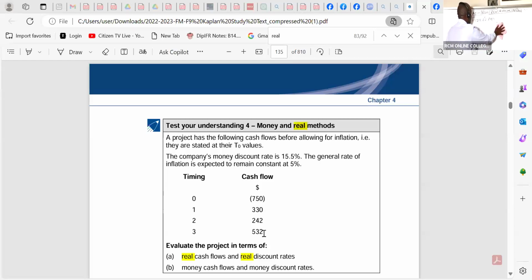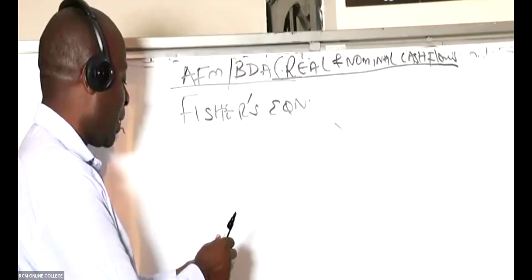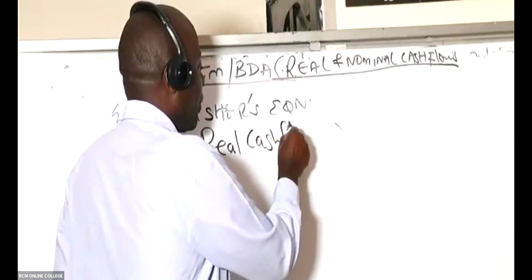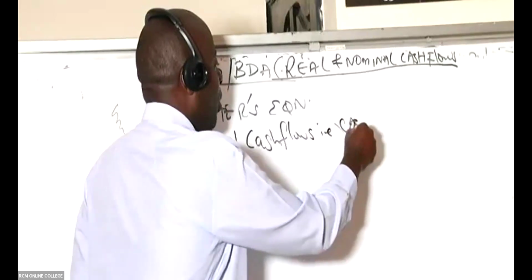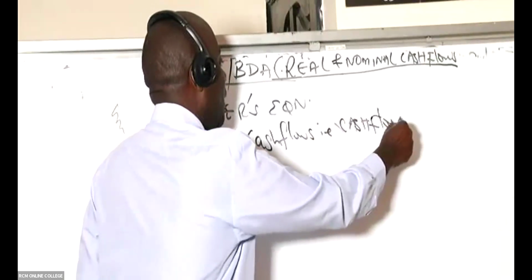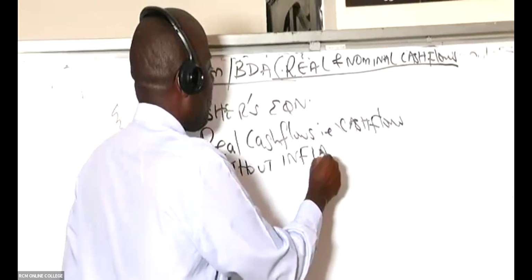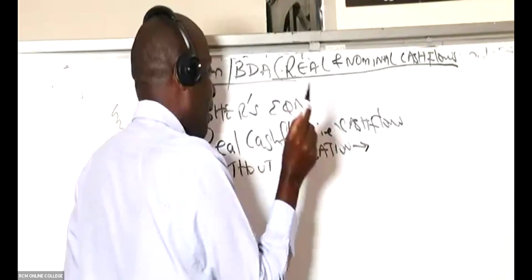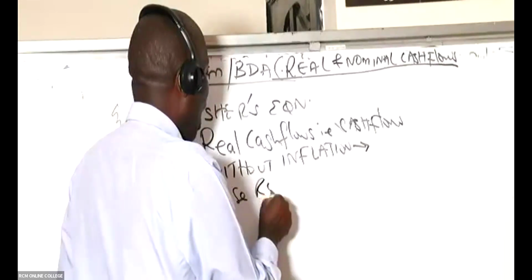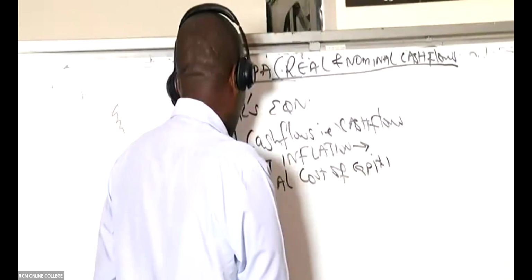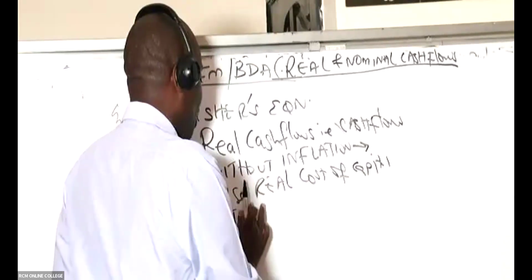But now you have to know this, my good students. Please listen. If they want me to use real cash flows to get NPV, i.e. cash flows without inflation, then use real cost of capital to discount them.